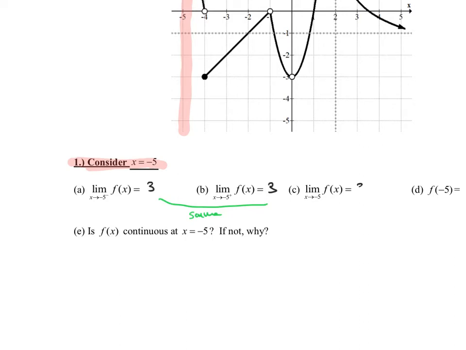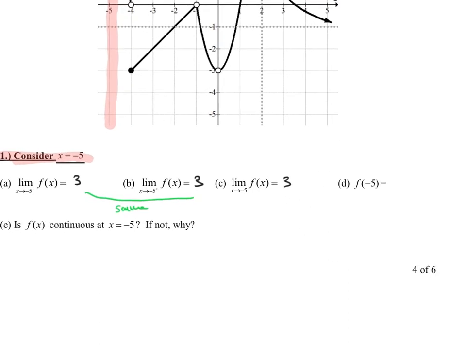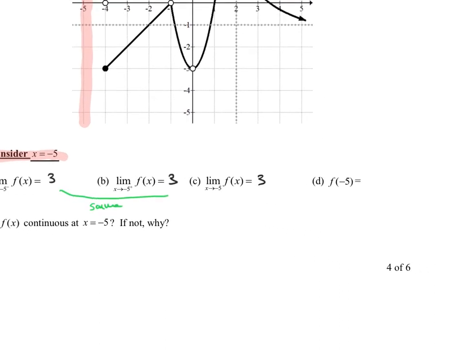The limit is 3. Then I looked at the function value. It was defined there, and it was also at 3. Now, since these two are the same, since the limit and the function are the same, I know that it is continuous at that point.